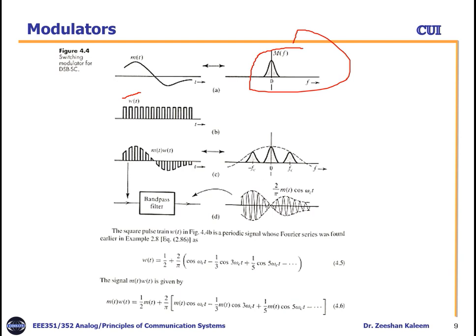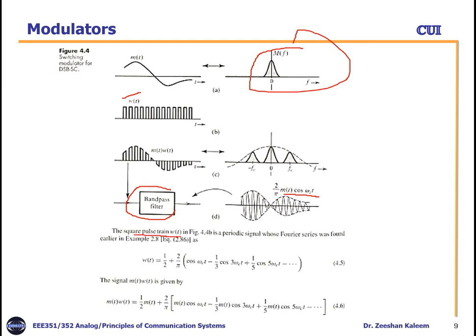And if we represent it in the frequency domain, we would have 0, fc, minus fc, and a number of terms. There would be a number of terms at fc, minus fc, 2fc, minus 2fc, but as we pass through the band pass filter, we will only get the (2/π) m(t) cos ωct, which is the desired modulated signal. So let's read it.